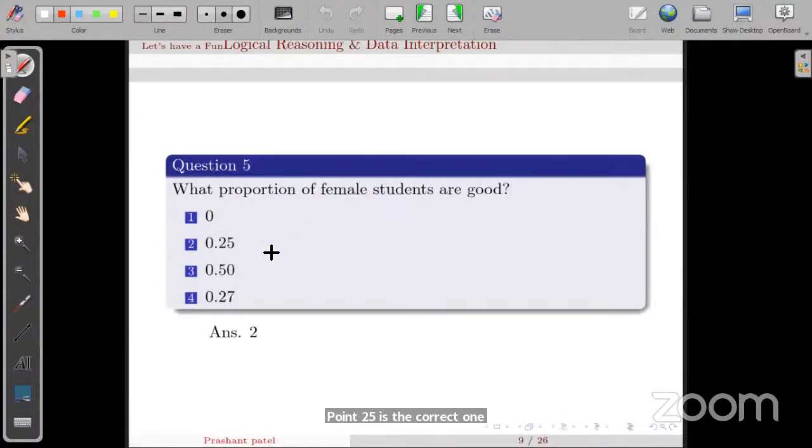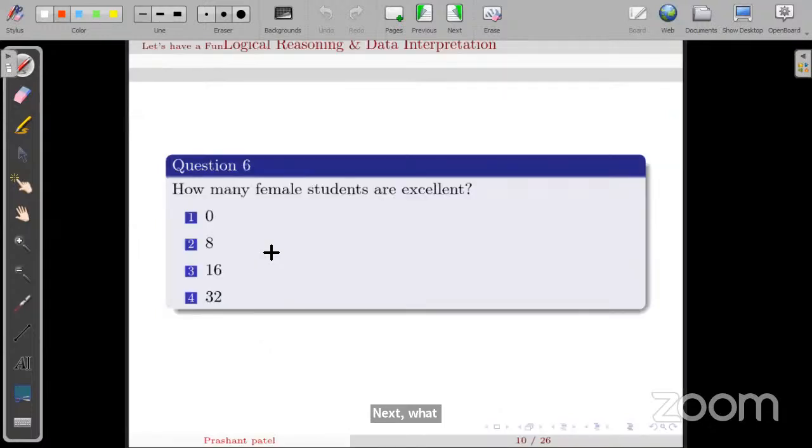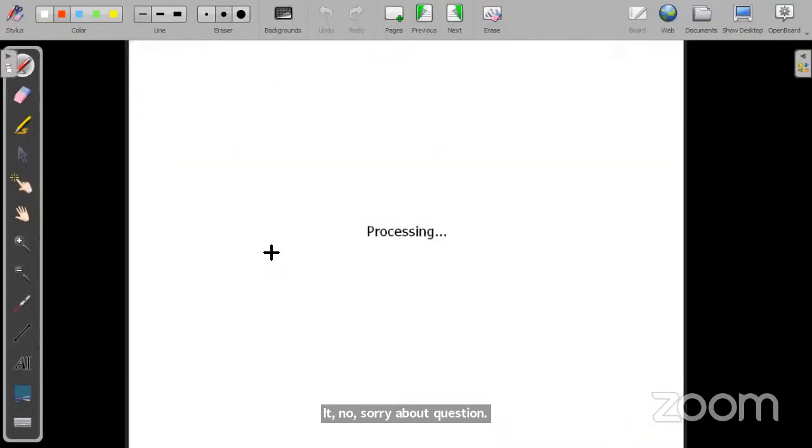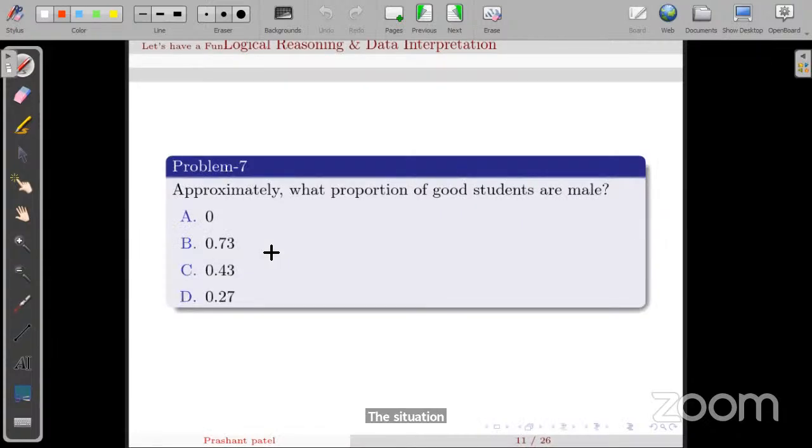Next, what proportion? That is this. How many female students are excellent? Now it is easy to tell. This question has come for the second time. You can answer this question. Approximately what proportion of good students are male?